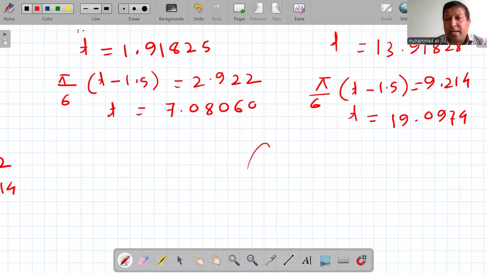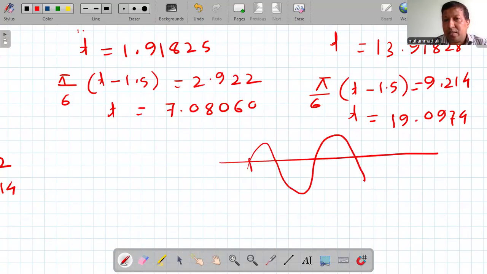Like this, the tide is like this. At this time and that time, the tide is 5 meters, we want this interval. So we can find it from this time to that time if we subtract, and this time to that time if we subtract, and add both of these. Between these times, the tide is above the 5 meters.